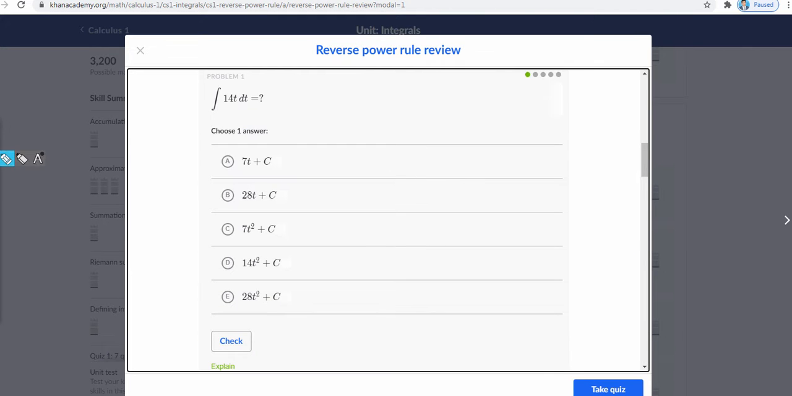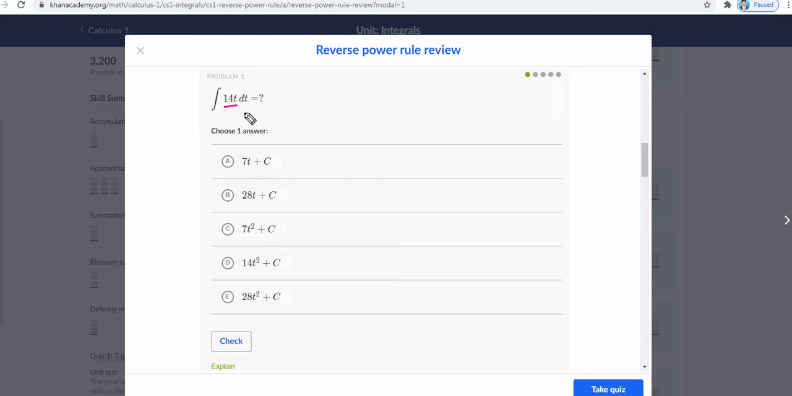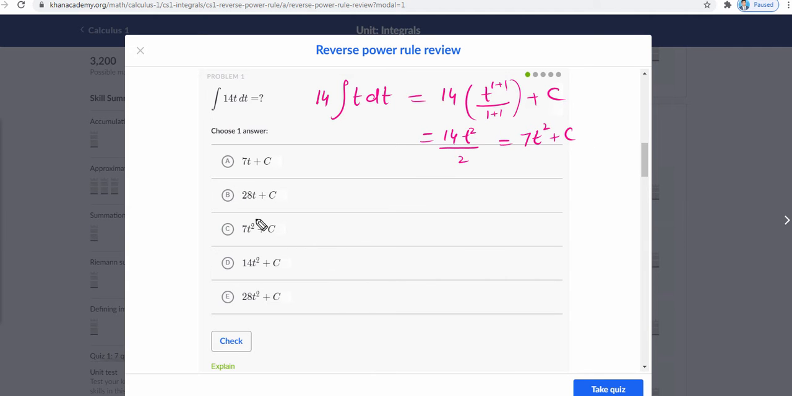Alright, so this question is about integration. Now we have been given a function and we have to integrate it. Here's the sign of integration, and we have to integrate this function with respect to t. So I'll take 14 outside the integral sign, and it will become 14 integral t dt. That would be equal to 14 times t to the power of 1 plus 1 divided by 1 plus 1, plus, because it's an indefinite integral, I have to write the constant. So it will become 14 t square over 2. That will be equal to 7 t square plus constant. So 7 t square plus constant, this is the answer.